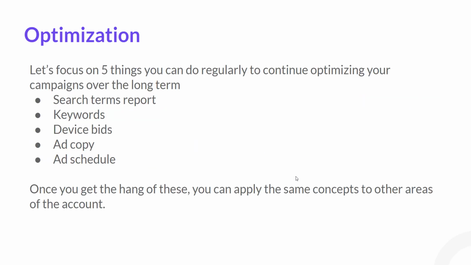So I'm going to jump into an account that is running right now, and I'm going to show you where to find these 5 different areas that you can focus on for now. There's a ton of different areas that we can go into the account and optimize, but let's just focus on these 5 so you can understand the process, understand what you're looking for, and then once you understand how to do these 5 things, you can then apply it to other areas of the account. So let's jump over to the account now and I'll show you what I'm talking about.